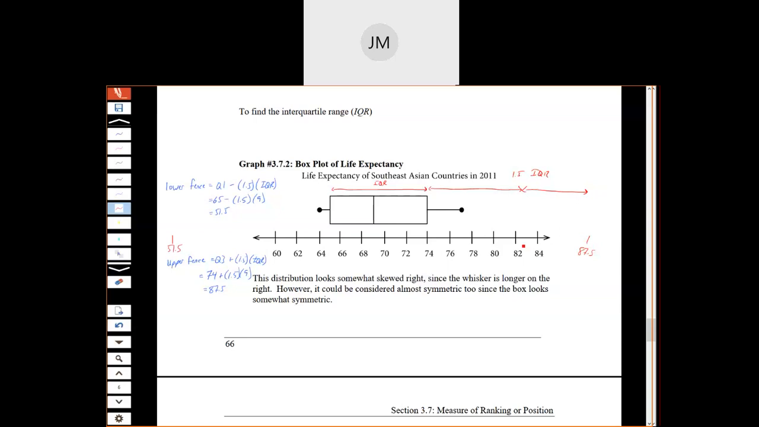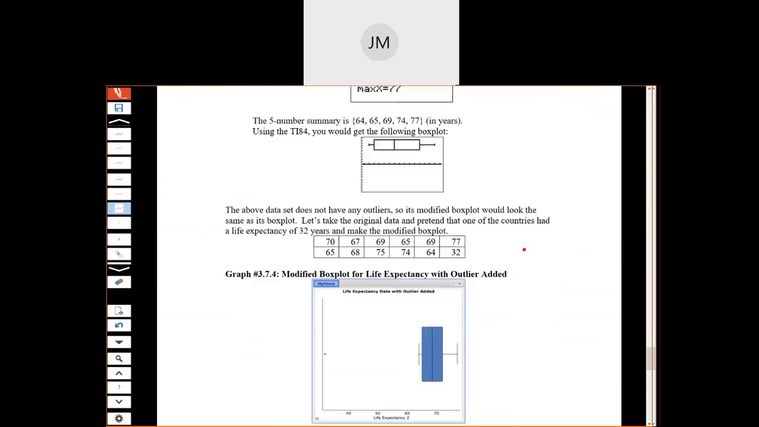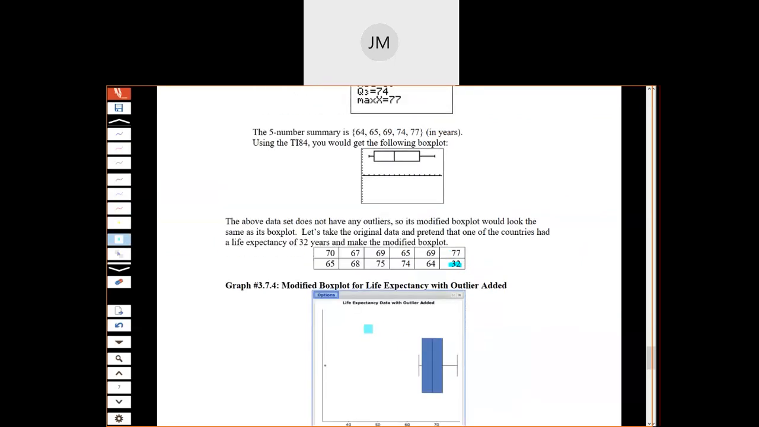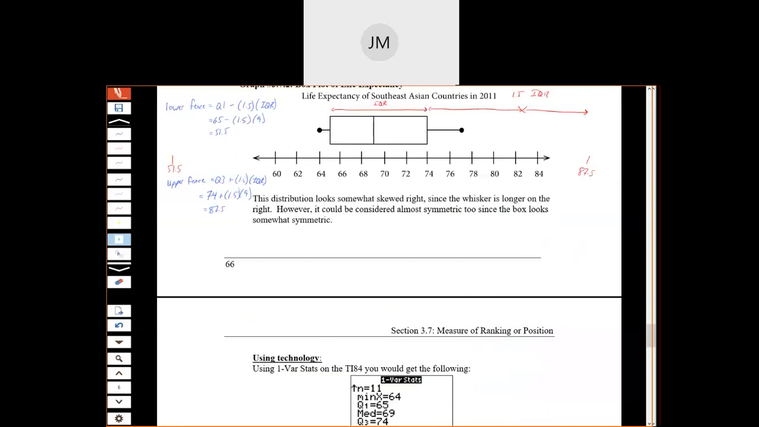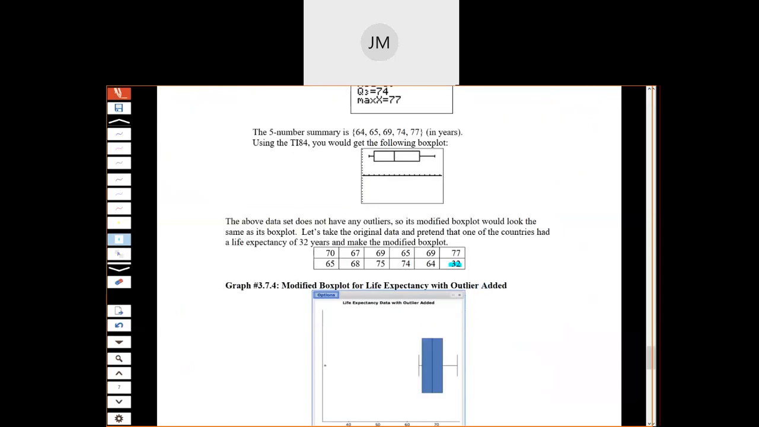What I want to do now is look at what an outlier would look like on a box plot. So we're going to add a value into our box plot. Remember we had 11 values before. We're just going to add one new one to our data set. Add 32 to your data set. Now I know that's going to be an outlier because I just computed the fences, and that's beyond this 51.5. But let's go ahead and see what this looks like on my calculator.